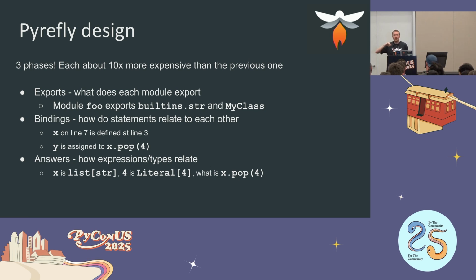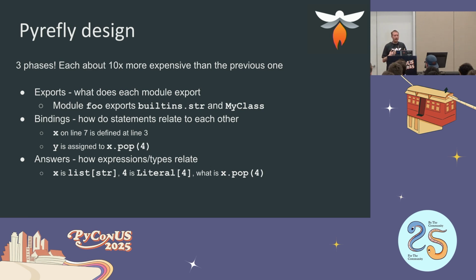So Pyrefly works in 3 phases, where each phase is about 10 times more expensive than the last. In the first phase, we look through a module's exports. What does it import? What does it export? What will other modules be able to get from it? So for example, we might discover that module foo exports builtins.str and my class that it defines itself. In particular, the import star thing is the kind of thing you need to resolve here, which can be surprisingly tricksy, especially if it's in a recursive fixed point with itself, which some people do.